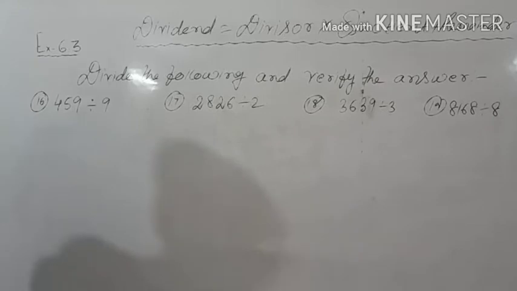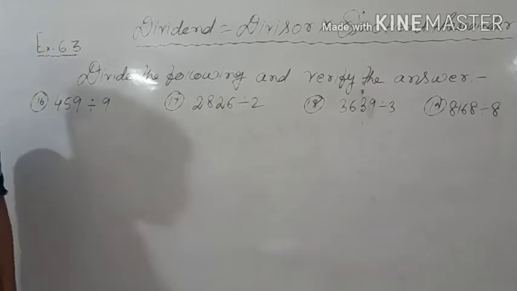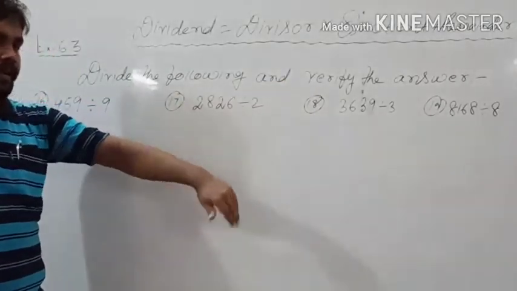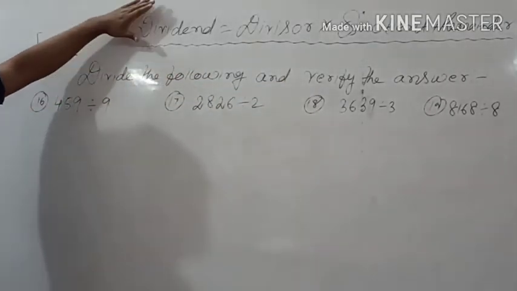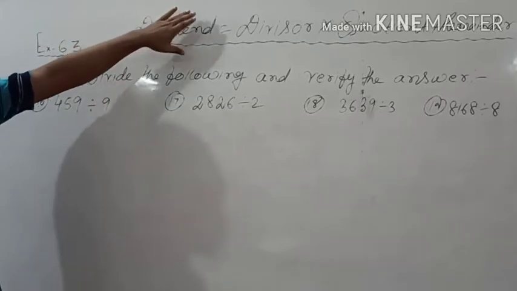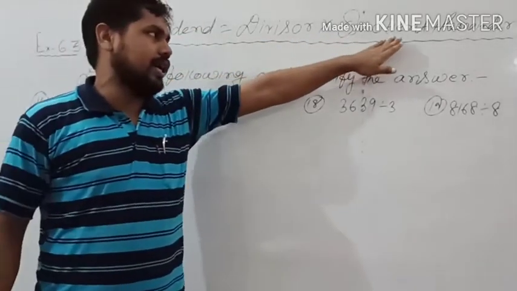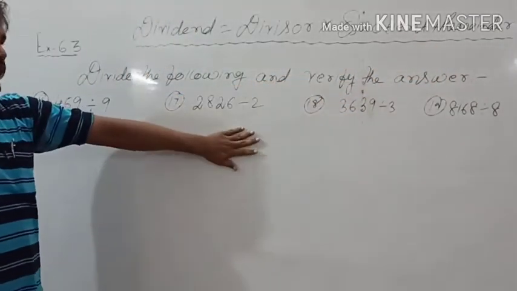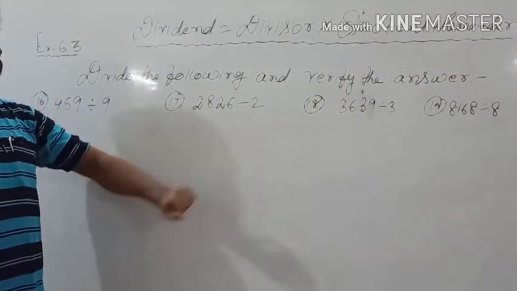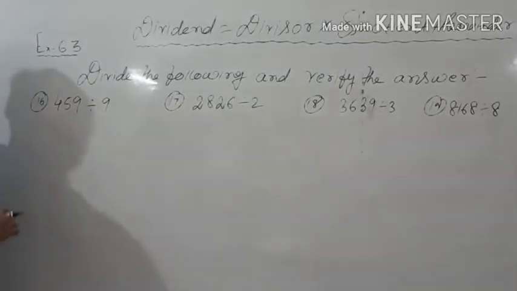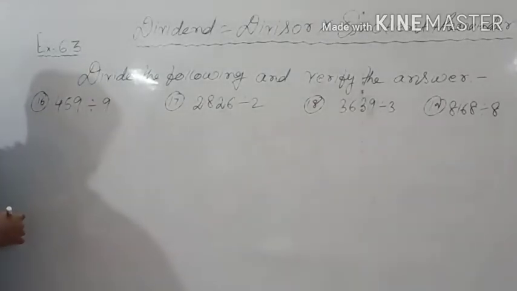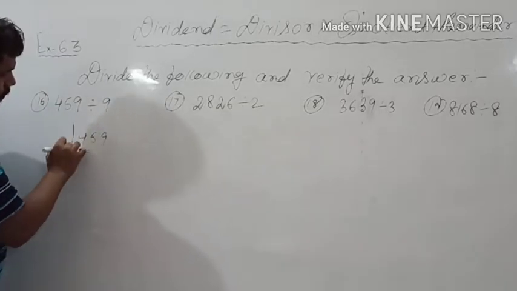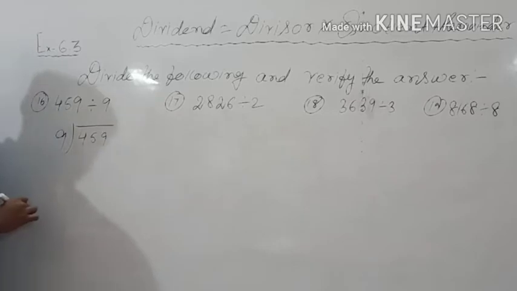So here let us see some questions from exercise 6.3. Here the question is asking: divide the following and verify the answer. We have already learned that if the dividend comes after multiplying divisor and quotient and after adding remainder, if remainder is there, then we will verify that our answer is correct. So let us see some questions. Question number 16 of your exercise is 459 divided by 9. So let us divide this 459 by 9, right?